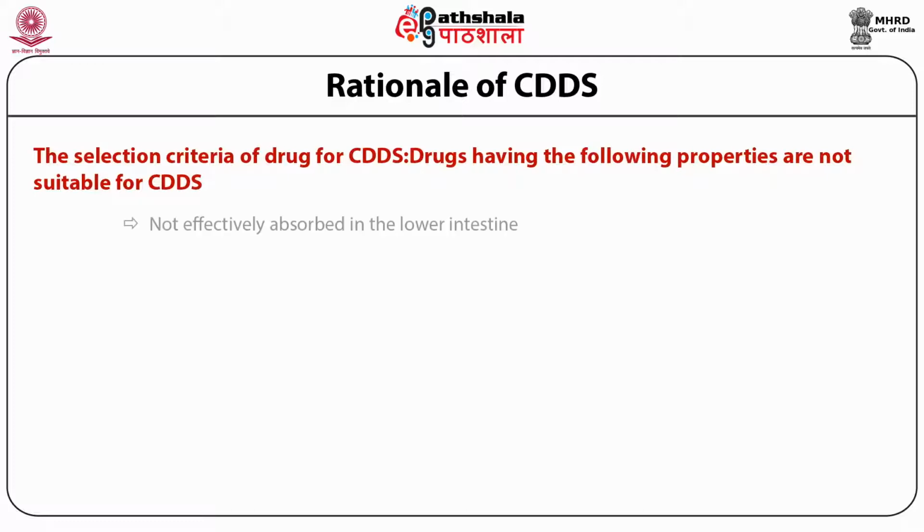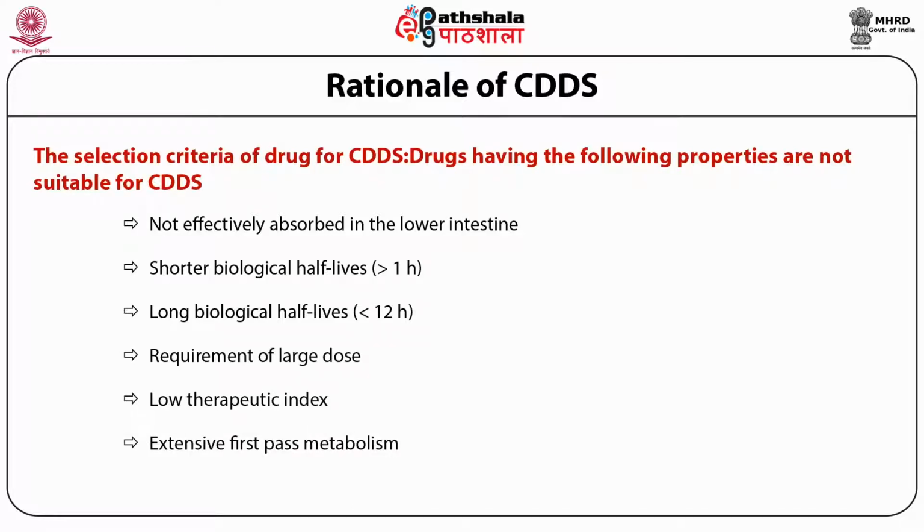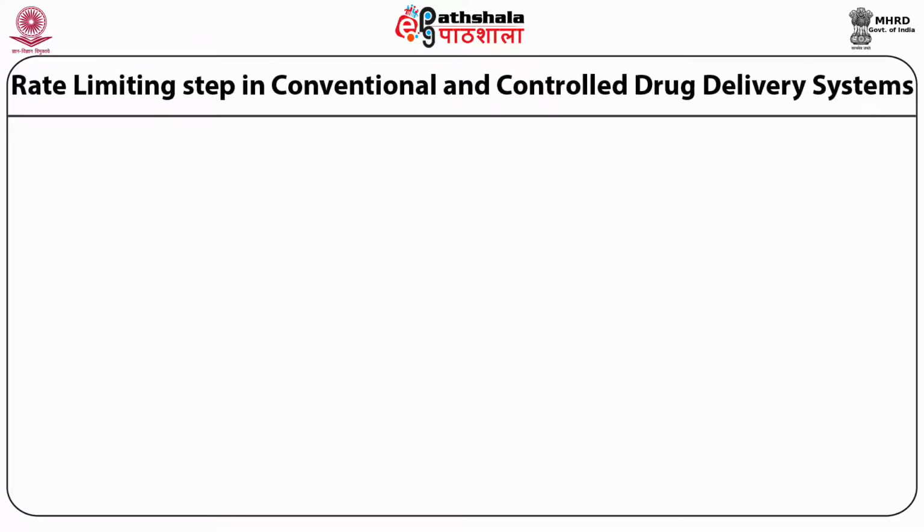The drugs which are not effectively absorbed in the lower intestine, drugs which have primarily shorter biological half-life, to the tune of less than 1 hour, drugs having long biological half-lives of more than 12 hours, the drugs which require large doses, having low therapeutic index, undergoing extensive first-pass metabolism, and having very poor solubility and/or active absorption. The schema in front of your screens is primarily suggesting what the rate limiting steps are in conventional and controlled drug delivery system.